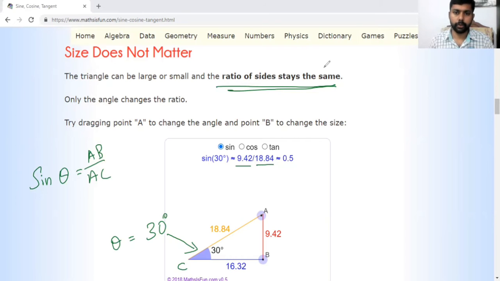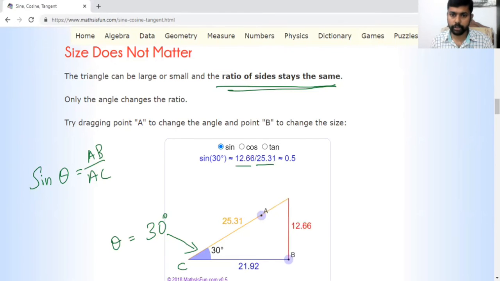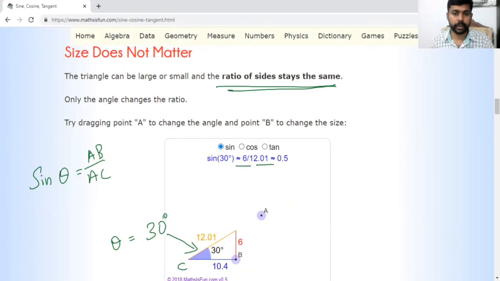Now let's try to change the value of the opposite side and the hypotenuse. If I change the opposite side, the hypotenuse automatically changes. Whenever the size of the triangle gets larger, the hypotenuse and the adjacent side also change, but the ratio is the same. You can see the sine 30 is always the same. The ratio is always the same, whatever the size of the triangle.